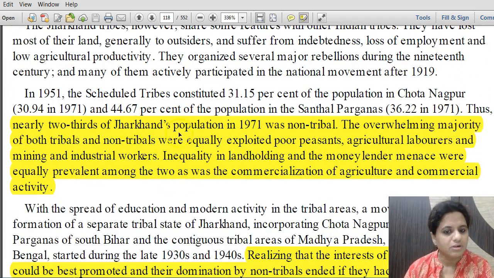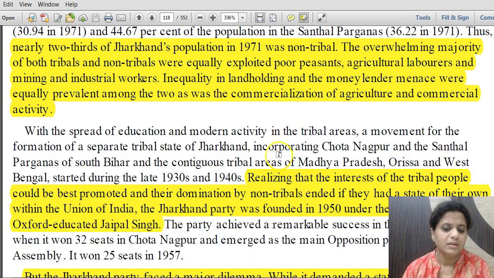It is said nearly two-thirds of Jharkhand's population in 1971 was non-tribal. An overwhelming majority of both tribals and non-tribals were equally exploited, poor peasants, agricultural laborers and mining and industry workers. So two-thirds population is non-tribal, only one-third is tribal, but all of them are equally exploited. They are poor peasants, laborers, industrial workers and exploited. So inequality in landholding and moneylender manners are equally prevalent among the two, and commercialization of agriculture and commercial activity makes them suffer. So that was the issue in this region.